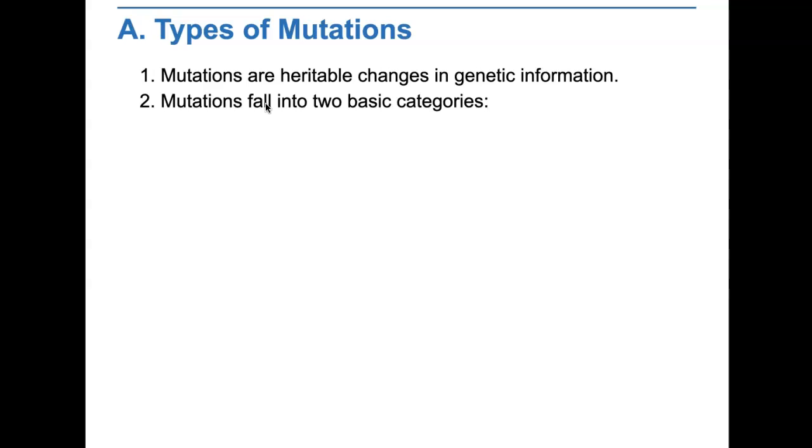Now and then cells make mistakes in copying their own DNA. An incorrect base is inserted, or a base is skipped during transcription. These variations are called mutations, from the Latin word mutare, meaning to change. Mutations are heritable changes in genetic information. Mutations can involve changes in the sequence of nucleotides in DNA or changes in the number or structure of chromosomes.